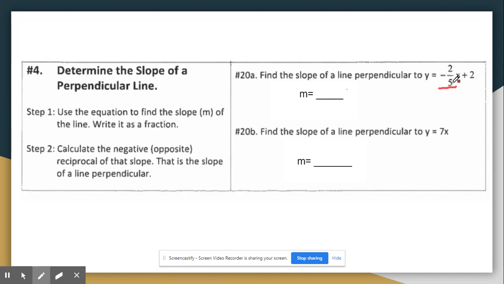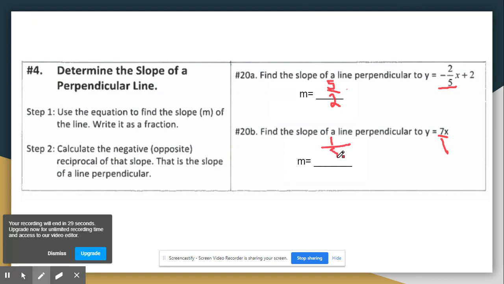We have a -2/5, so we would flip it, and it would be 5/2, and then you change the sign, which means it has to be positive, so that's what you should have got. And on this B part, you have 7, you change that to 7/1, so when you flip it, it becomes 1/7. You change the sign, negative, and that's what that one should be.